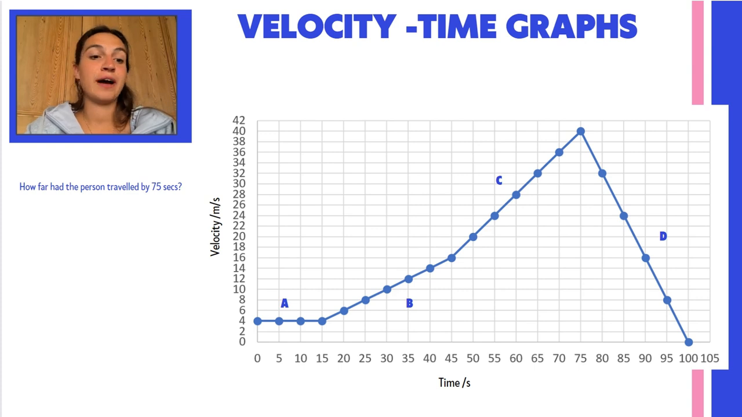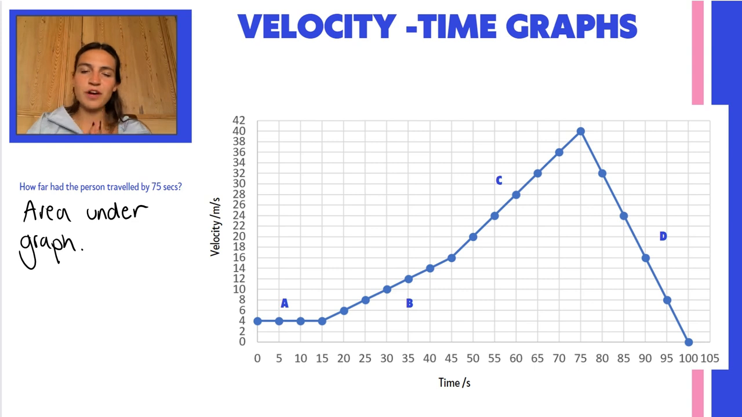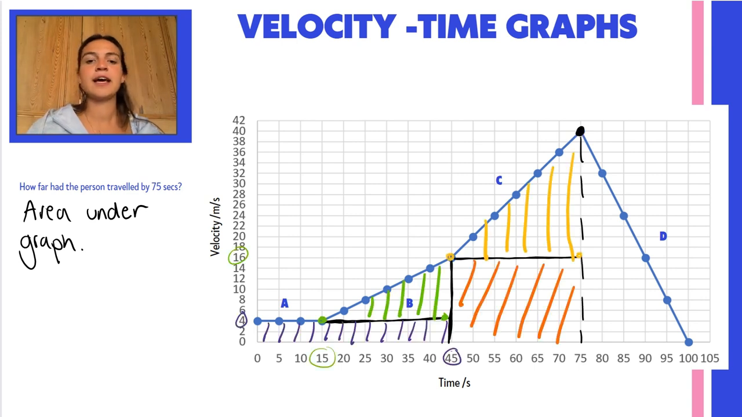Okay, now to find out how far the person has travelled by 75 seconds. So first we need to know, in order to find a distance from a velocity time graph, we are finding the area under the graph. Now this is obviously an odd shape up to that 75 seconds, so I'm going to split that area into shapes that I know the formula to calculate the area of. And I'm going to calculate the area of all those shapes individually and then add them all together.